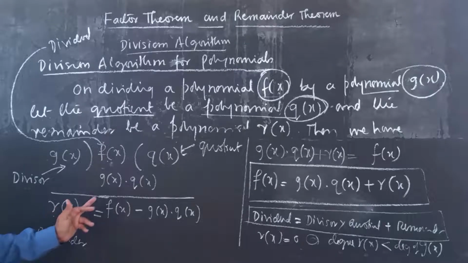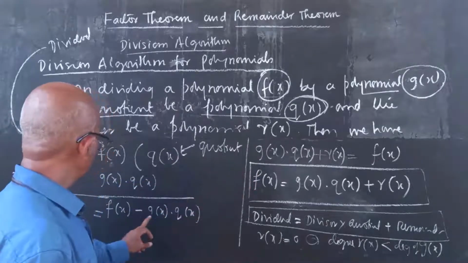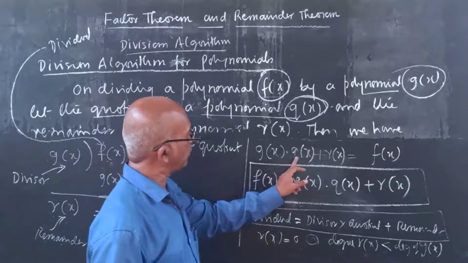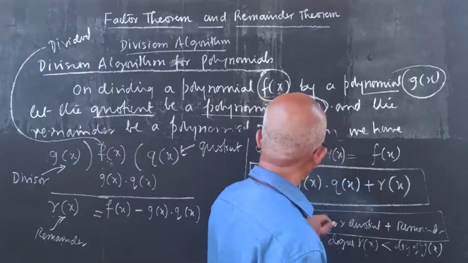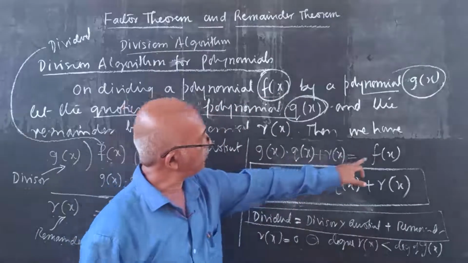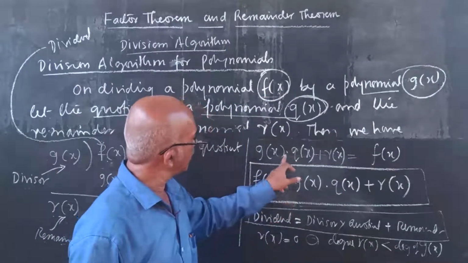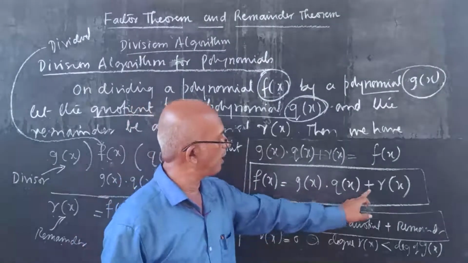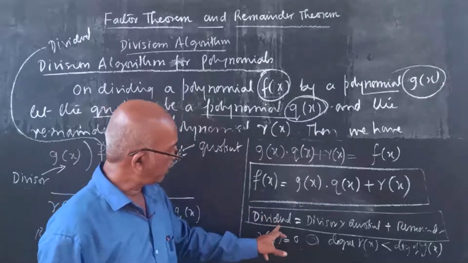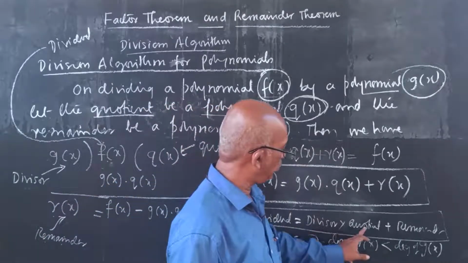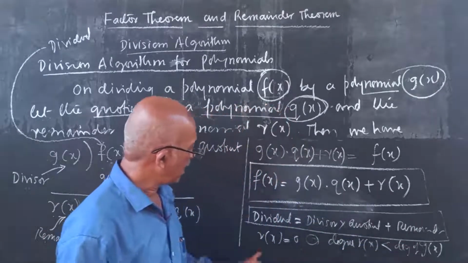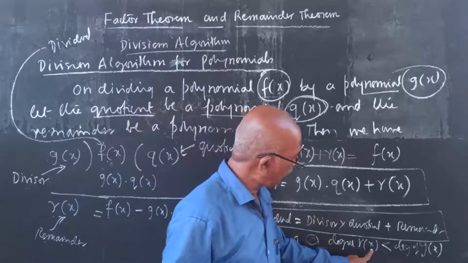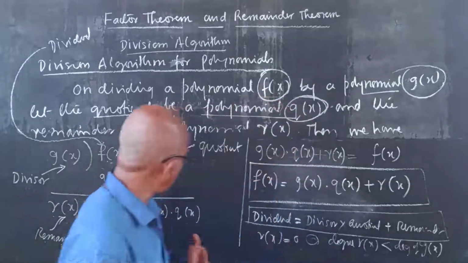If I am transposing this term to the LHS, we will get G(x) into Q(x) plus R(x) is equal to F(x). Conversely, write the RHS as LHS and the LHS as RHS: F(x) is equal to G(x) into Q(x) plus R(x). That means dividend is equal to divisor into quotient plus remainder. And note that the remainder should be 0, or the degree of the remainder is less than the degree of the divisor.